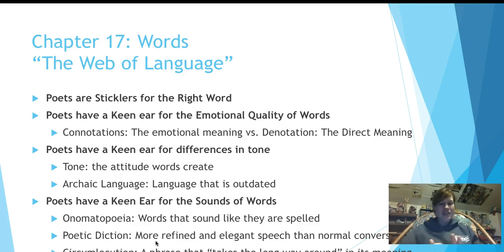It is, and I know it's hard to see on this slide, a phrase that takes the long way around in its meaning. So for example, you could say, instead of my primary residence, a home or a house. Primary residence is a circumlocution. It's taking the long way around saying that it's just a home.